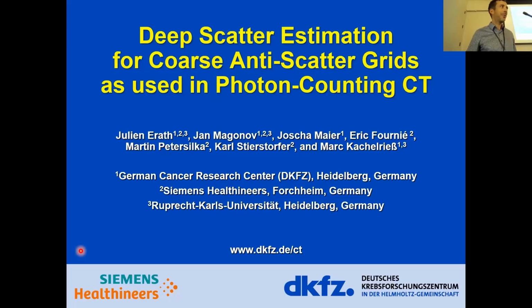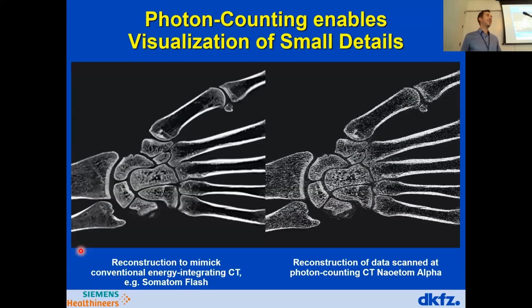So I want to start by showing you a scan from our photon counting scanner. Actually, you can see here the wrist of Marc Kachelrieß. It's taken on our new alpha system on the right side, and we have reconstructed the scan on the left side to match the spatial resolution to an energy integrating detector. And as you can see on the right side, especially on the bone structures, the image is much sharper. The structures are clearly visible. And this is due to the ultra high resolution in photon counting CT.